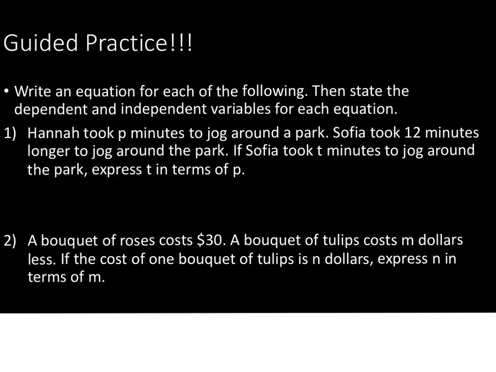Sophia took 12 minutes longer to jog around the park. If Sophia took T minutes to jog around the park, express T in terms of P. So there's 2 things we know about Sophia. We know that Sophia took 12 minutes longer than Hannah, and we also know that Sophia took T minutes. So if it's 12 minutes longer than Hannah, and Hannah took P minutes, that'd be P plus 12. And we also know that Sophia took T minutes. So we would say T equals P plus 12.